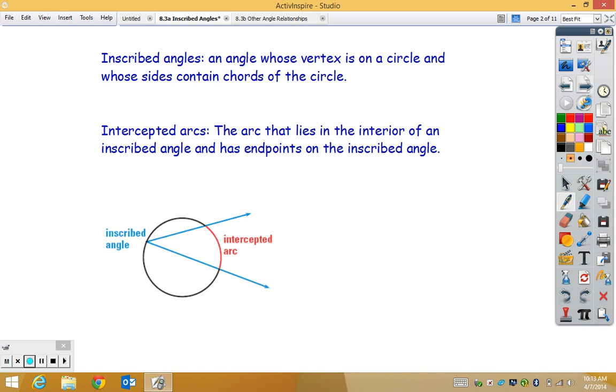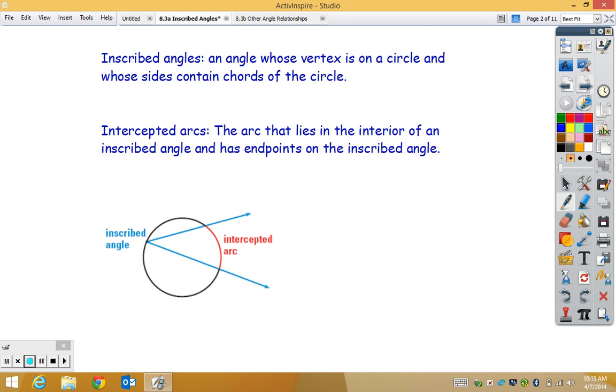So if we look at our illustration, down here we have our angle in blue, and we see that the vertex is a point on the circle. And then we can see that both sides also have chords that are on the circle. And an intercepted arc is an arc that lies in the interior of an inscribed angle and has endpoints on the inscribed angle.